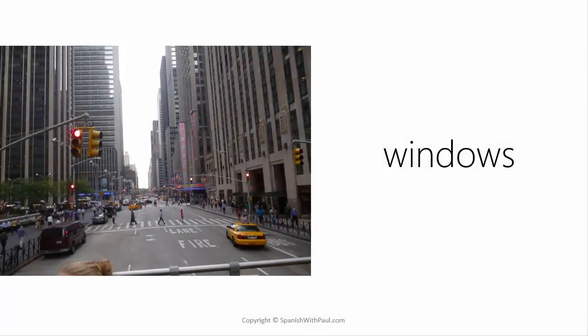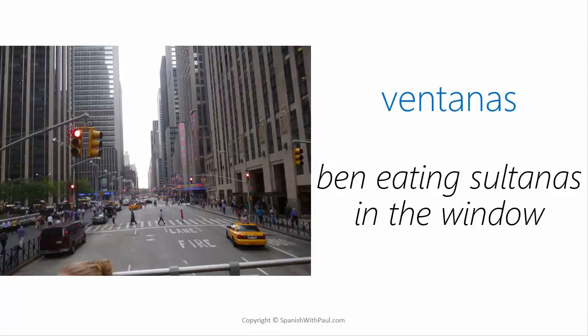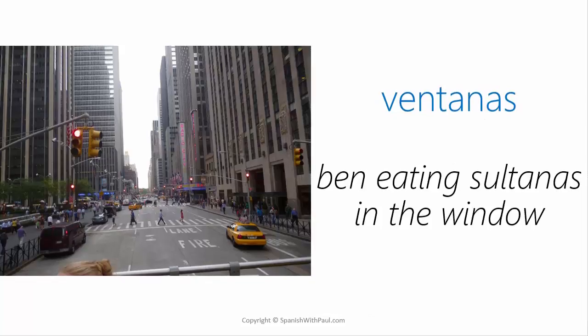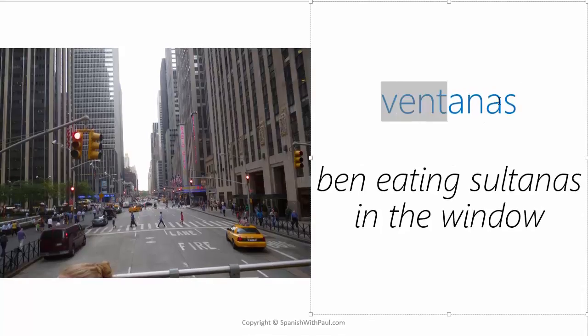There are a lot of buildings in this image and also a lot of windows. The word for windows is ventanas. So what you can do is visualize Ben eating sultanas in the window. Gives you that link back. So we have Ben at the front and tanas reminds me of sultanas. So Ben eating sultanas leaning against the window. If you visualize that for 30, 60 seconds, can help create a pathway back to ventanas.